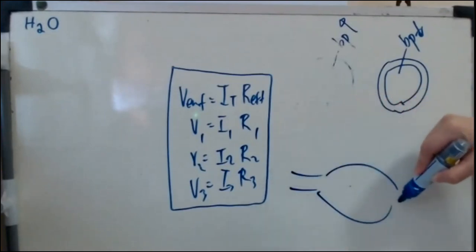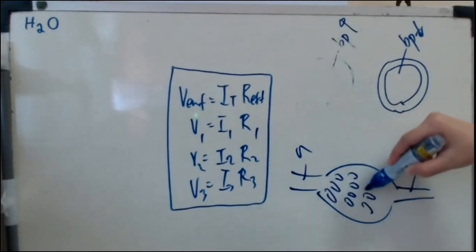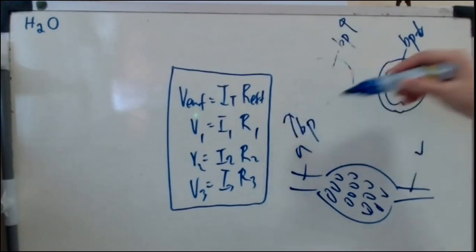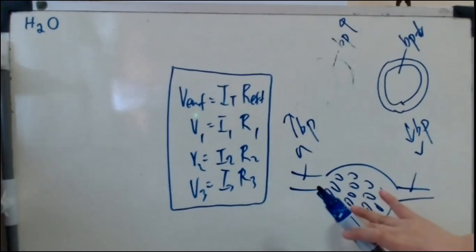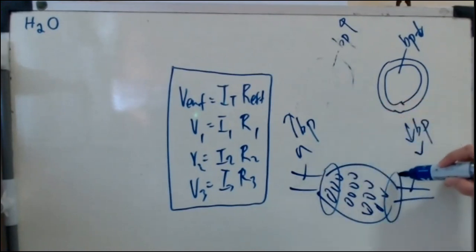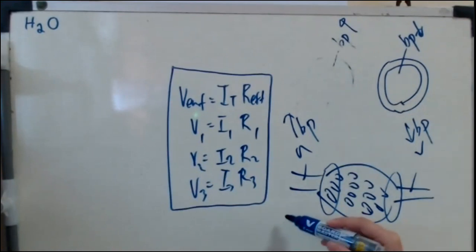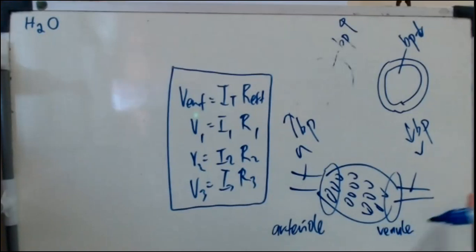Capillaries connect arteries and veins. So if this side is artery, this side is vein, this is capillary. Remember, artery has high blood pressure, vein has low blood pressure. So how about the blood pressure of the capillary? The blood pressure of capillary is higher near the arteriole end, while this one is lower near the venule end. You might be wondering what arteriole is. Arteriole is a smaller branch of artery. Venule is a smaller branch of vein. So the blood pressure in the capillaries is higher near the arteriole end and lower near the venule end.